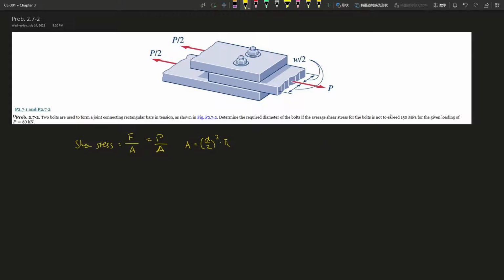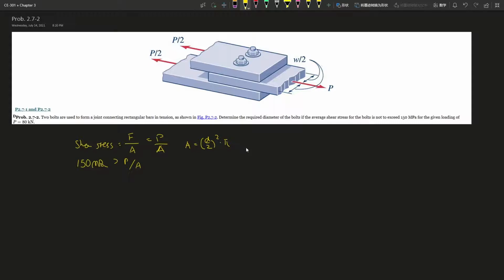And there we go. This does not exceed, which means we now have a constraint, so we should notate it like this. Wait, wrong, this should be the other way around. It is P over A, and we're looking for the D.